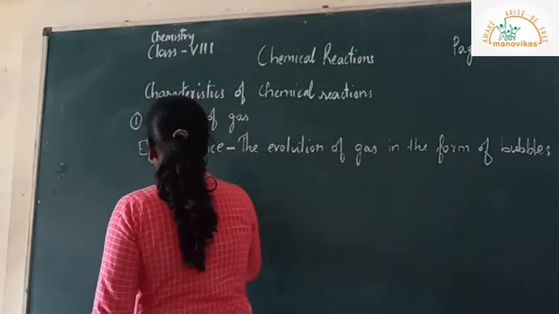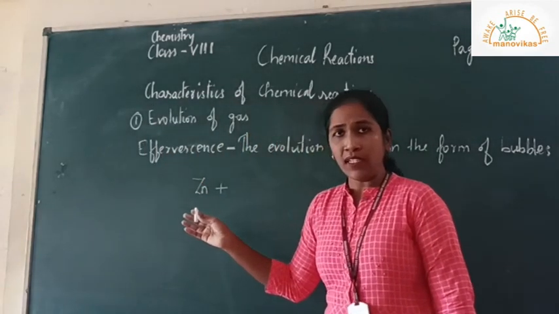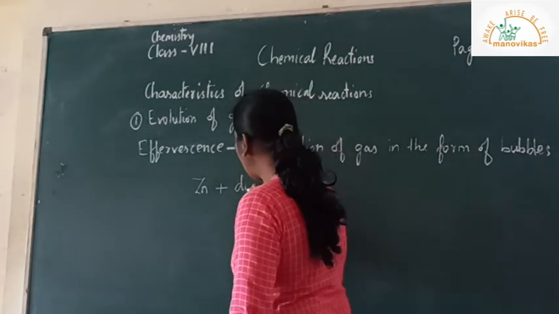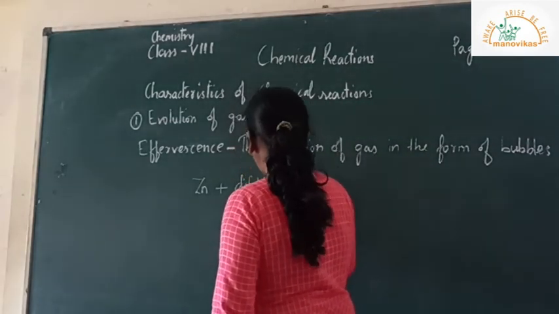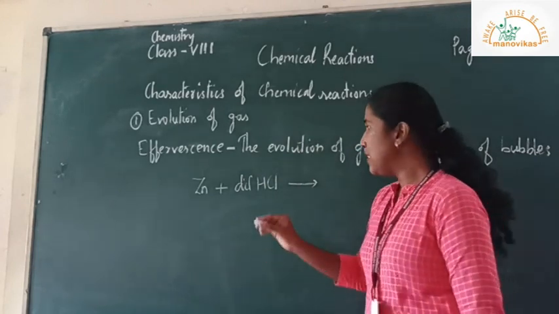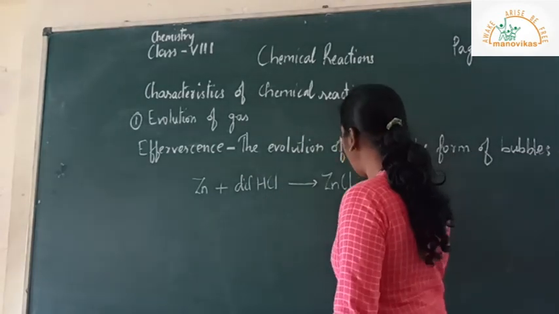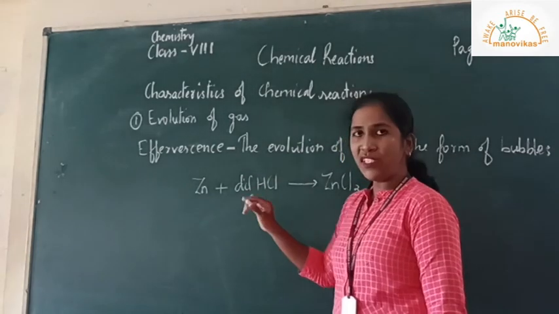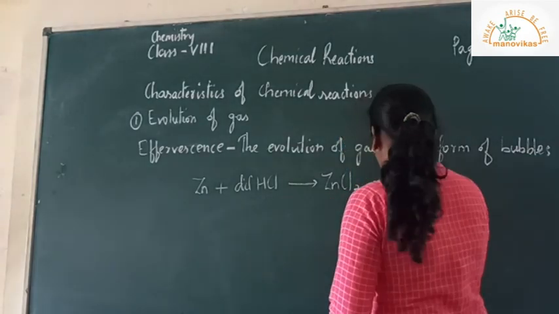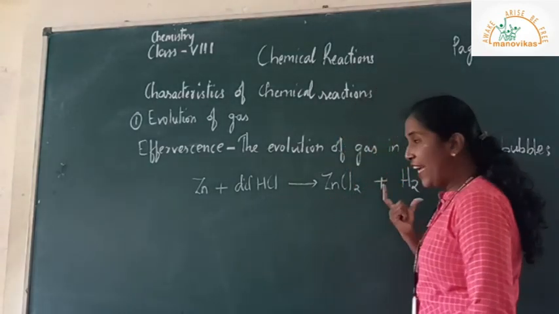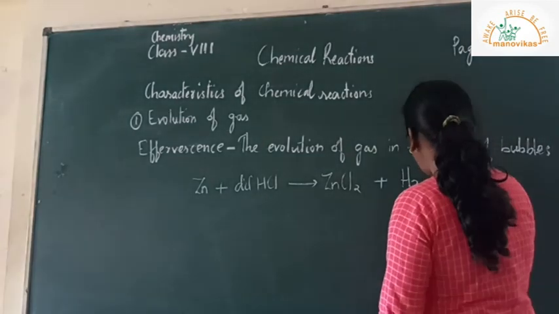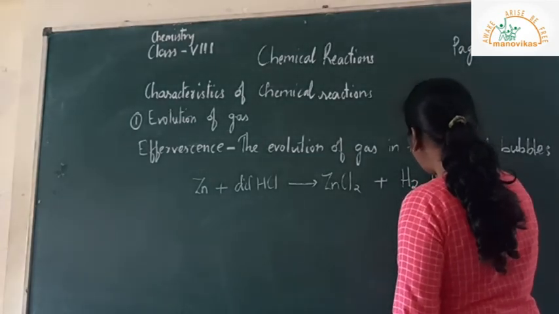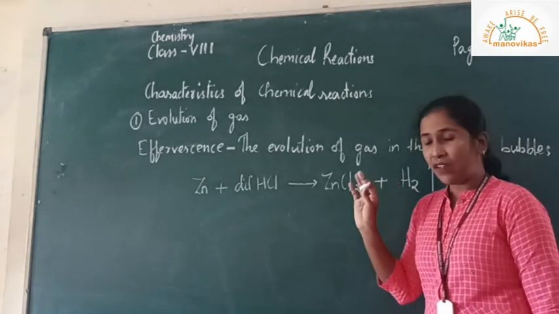We have a zinc metal. When this zinc metal is treated with dilute HCl, what we are going to get is zinc chloride, and the hydrogen gas will be evolved out. Okay? So when the gas is evolved out, we always have to mark it with the upward arrow. That is, the gas is being released.